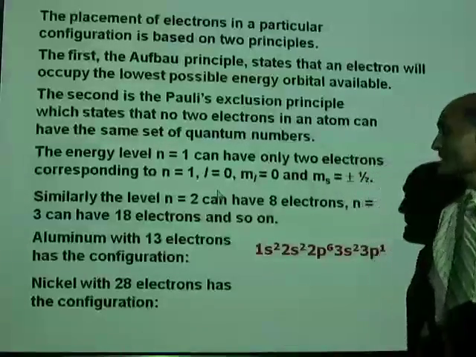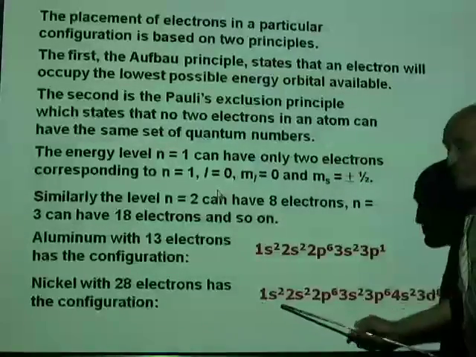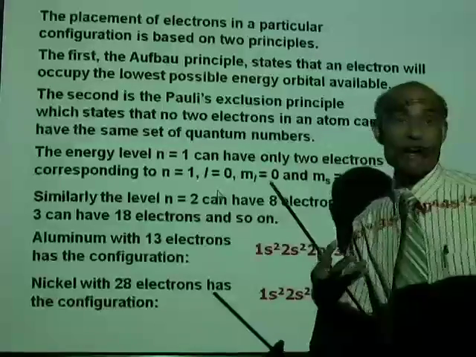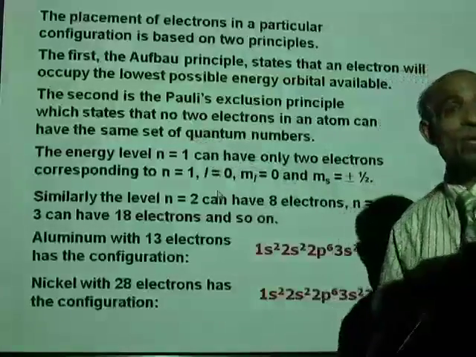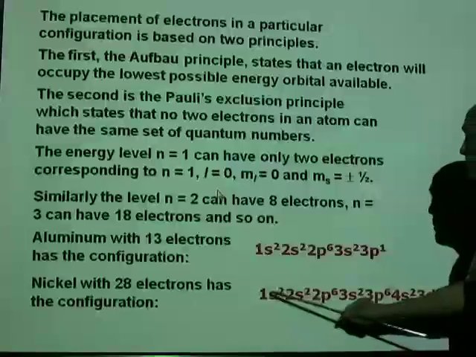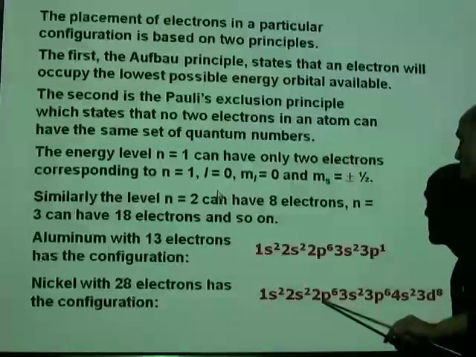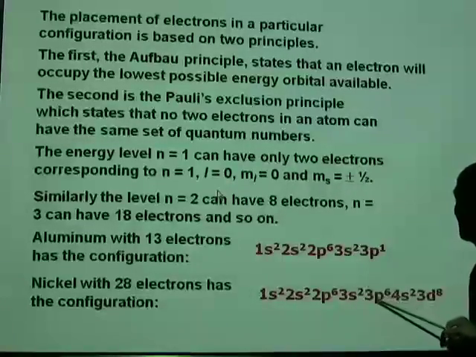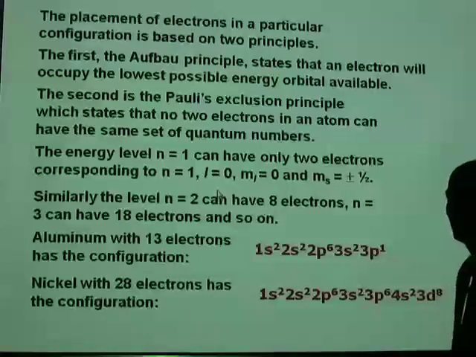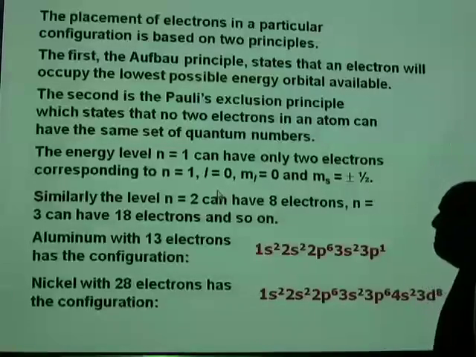Nickel with 28 electrons has this configuration. You can actually now figure out the configuration of many more elements. 1s2, 2s2, 2p6, 3s2, 3p6, 4s2, 3d8, and so on.